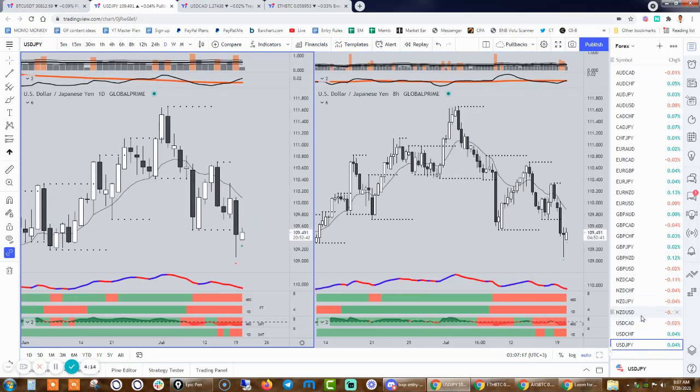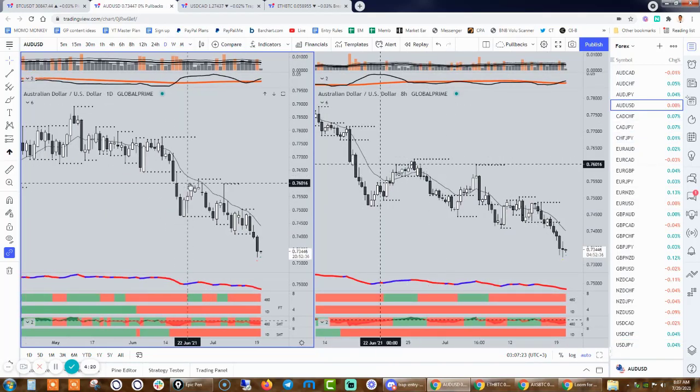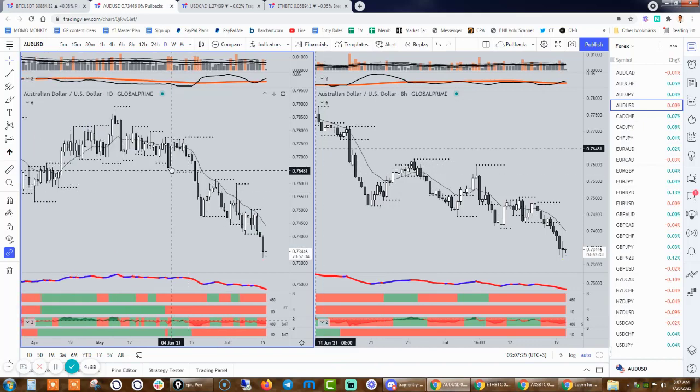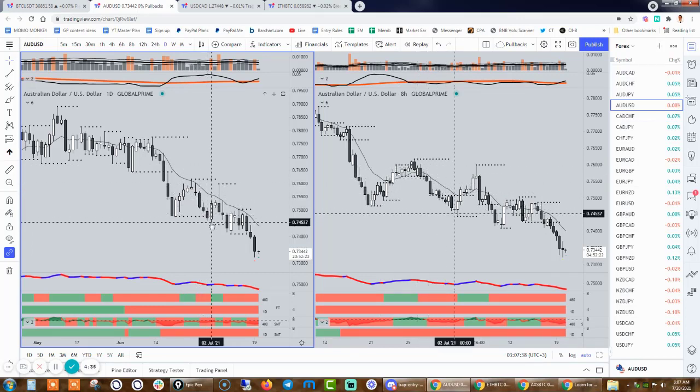Let's look into the Aussie US dollar, another major that has been making significant movement. Now, in my opinion, this is a market that has been trending really nicely, and ever since this low right here, I would say that for the most part, we've had a very nice non-volatile trend in this market.